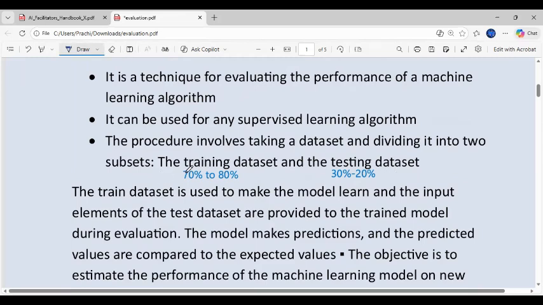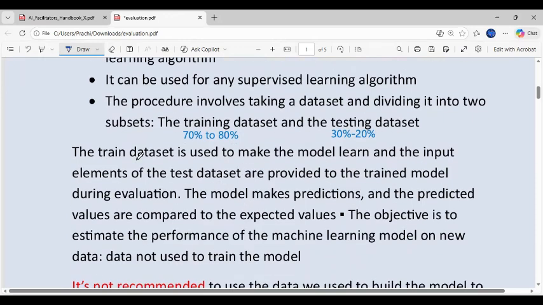That means if you are taking 70% as the training data set, you will have the remaining 30% of the data set as testing data. On the other hand, if you are taking 80% of the data as the training data set, which will be training the model, the testing will be done based on the remaining 20% of the data, which we consider as the testing data set.